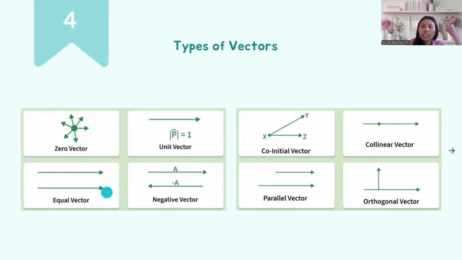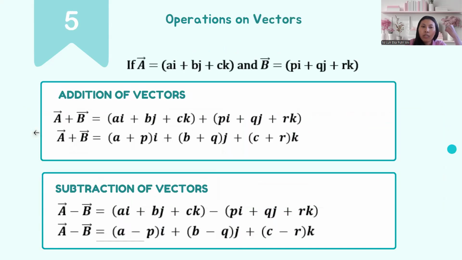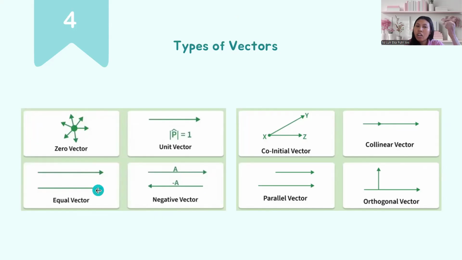And then, okay, we also have an equal vector. An equal vector is a vector with the same magnitude and direction regardless of their initial and terminal point. Then we have a negative vector, a vector with the same magnitude but opposite direction as the original vector, denoted as negative vector A. And then we also have co-initial vectors.